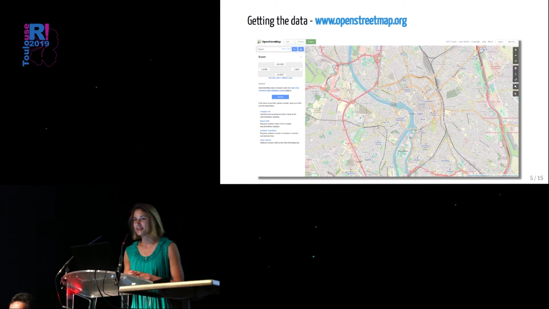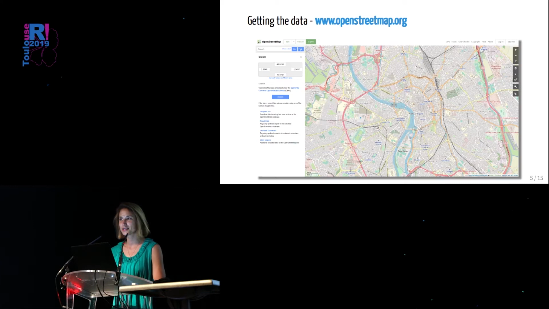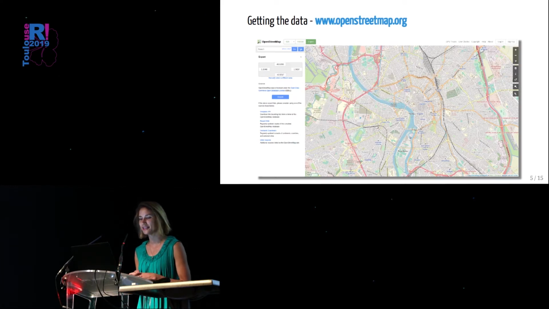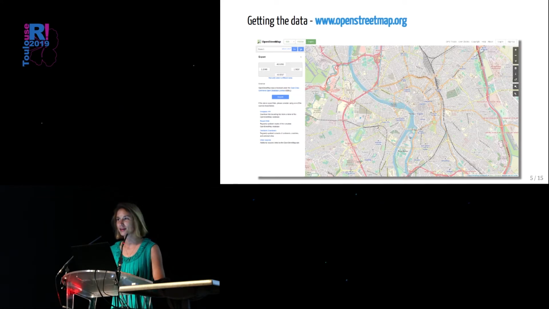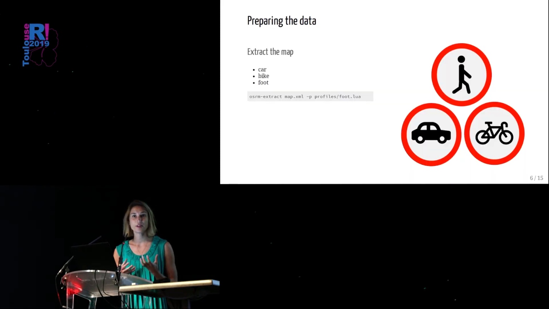Then we need some data. So head on over to OpenStreetMap and select your area of interest. For me, it was Toulouse, as you can see here. Click on Export, and then you'll download a rather large XML file. To prepare the data, we then need to decide on what type of transportation profile we're going to be using to determine which routes can and can't be routed along.